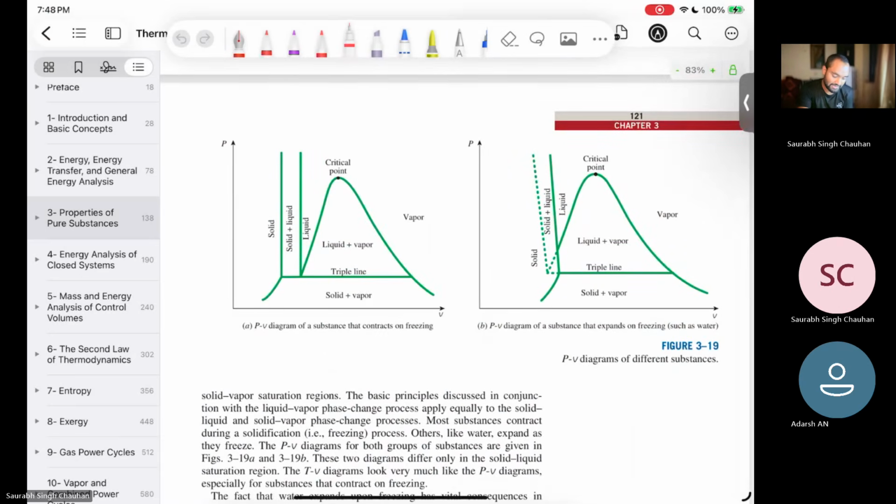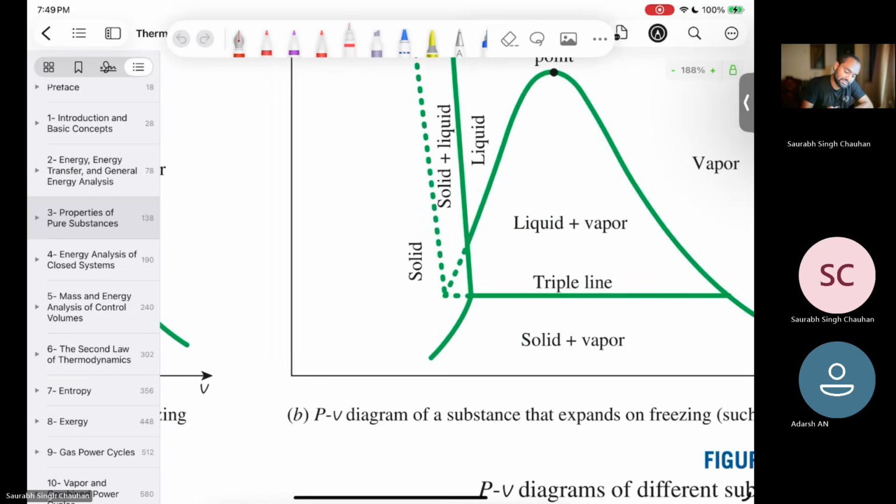So for water, we have the diagram on the right hand side, and for other liquids, we have this on the left hand side. So it is a little different. Here it is melting at this point, on this line.